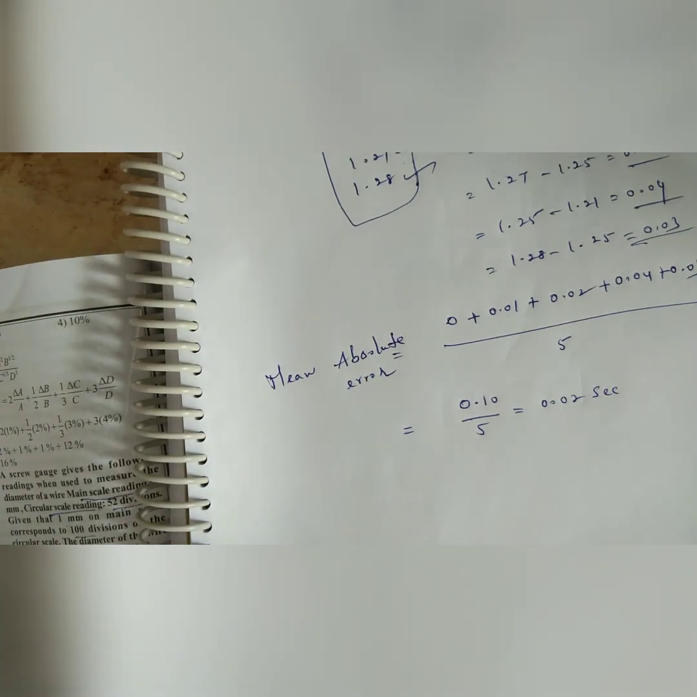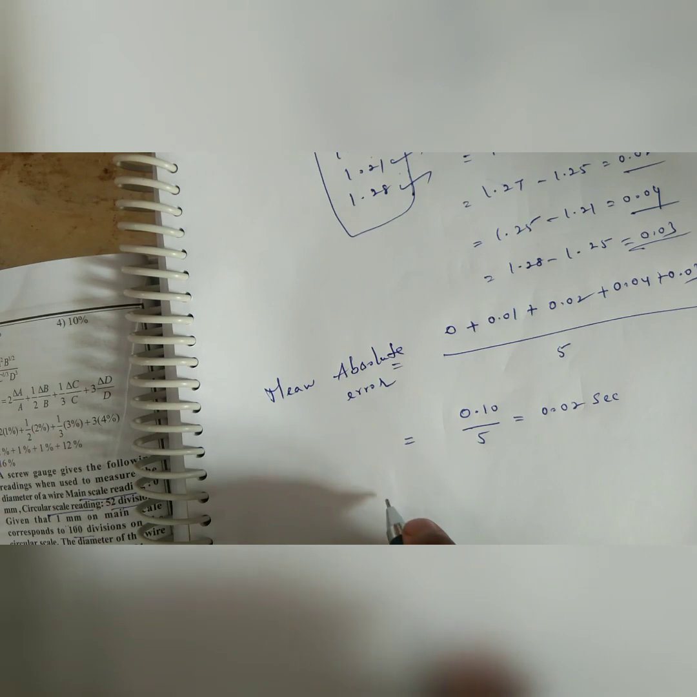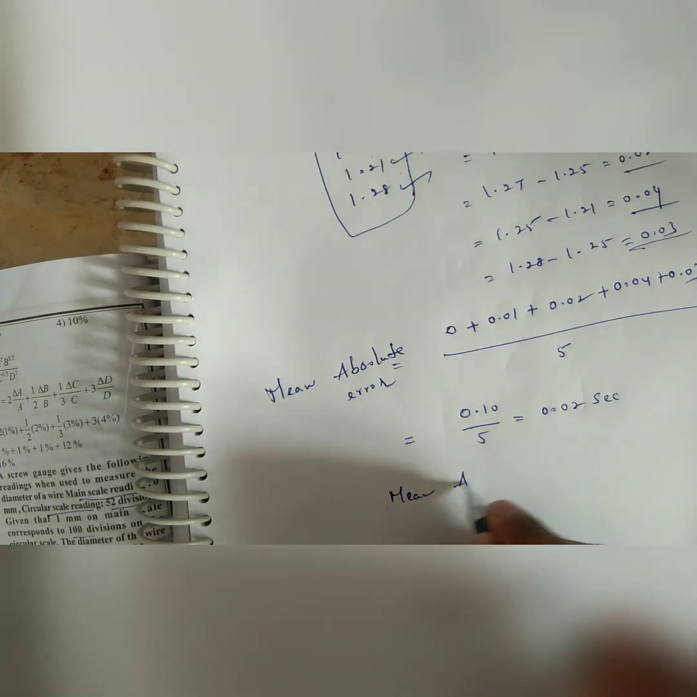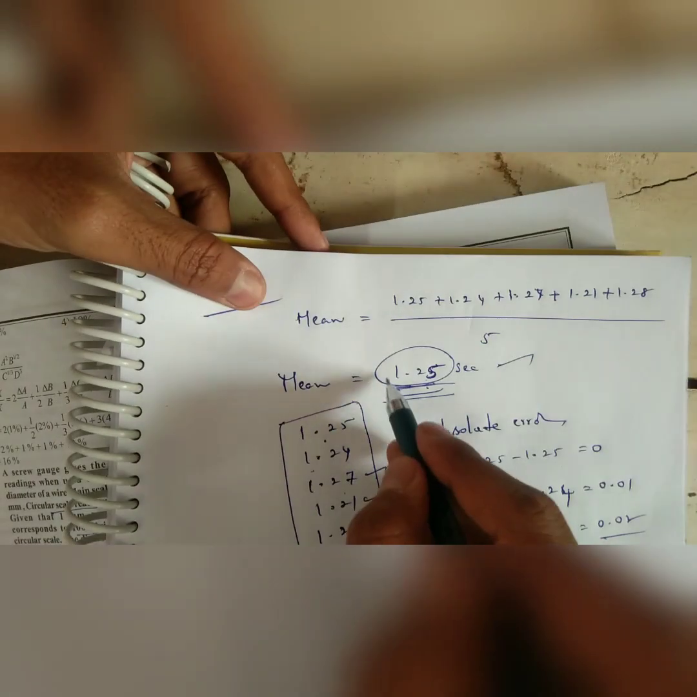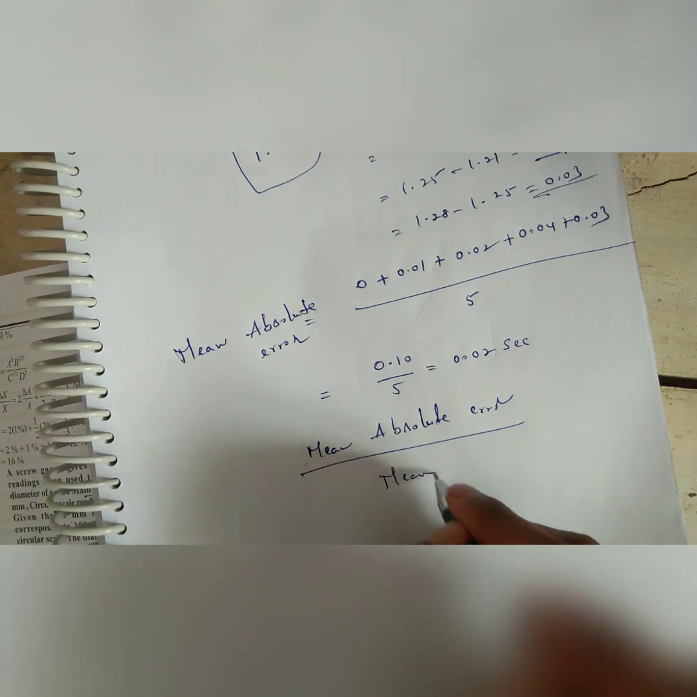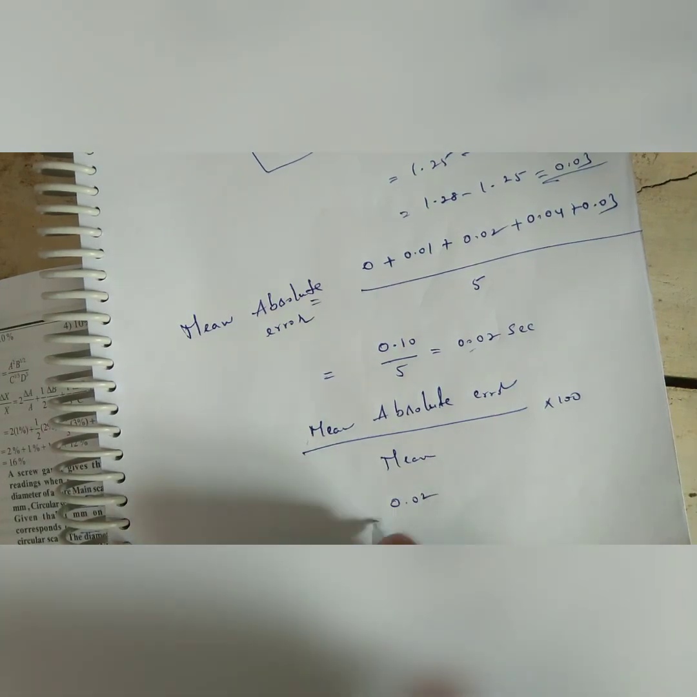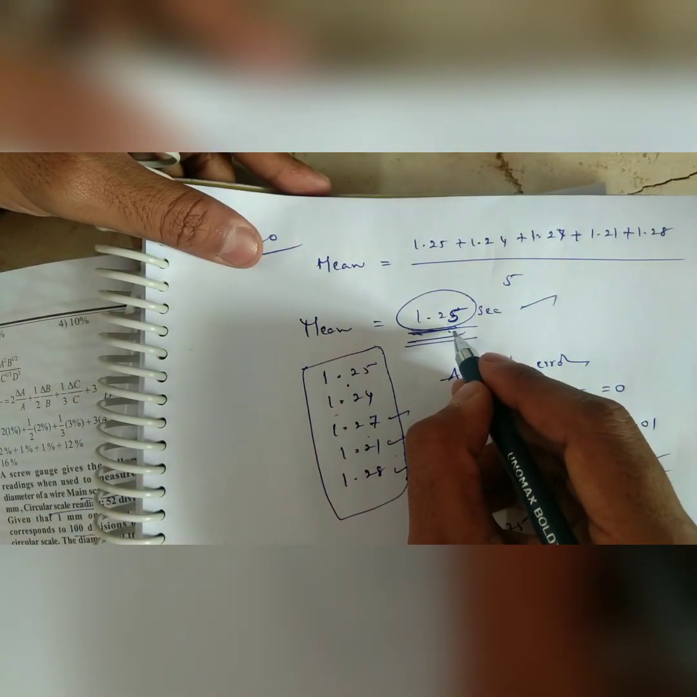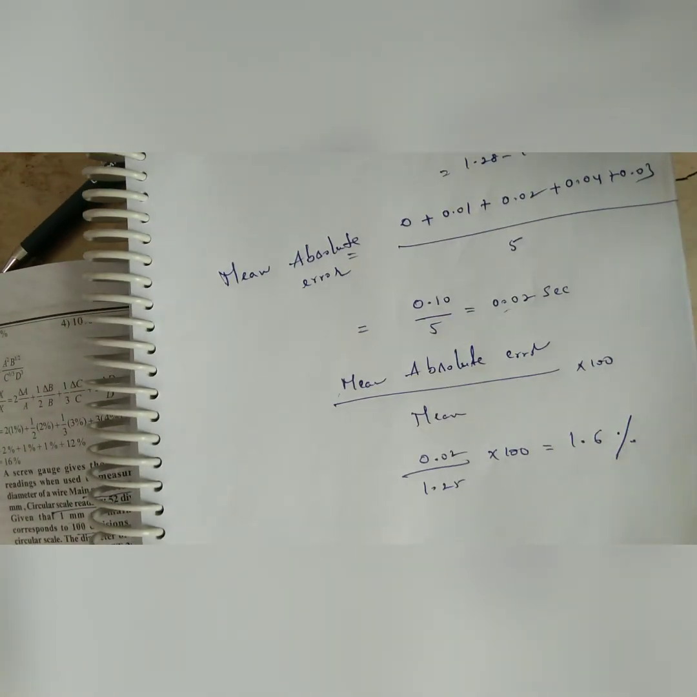So we need to calculate the percentage relative error. That is mean absolute error by mean into 100. Mean absolute error is 0.02 by mean, what is the value? 1.25, into 100, and that value is 1.6%. Like that, we need to calculate the percentage relative error of the given data.